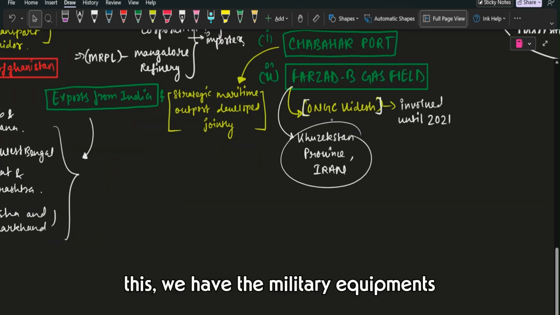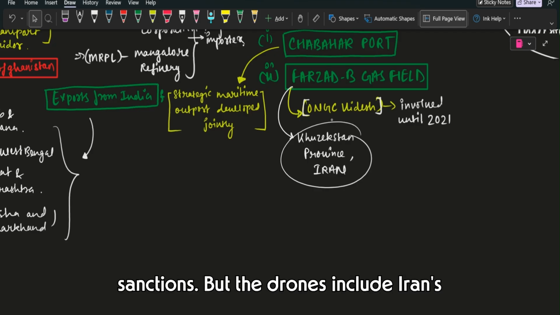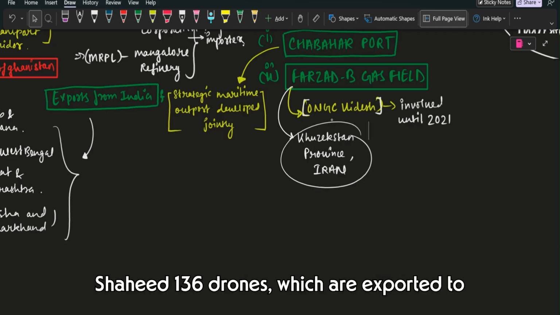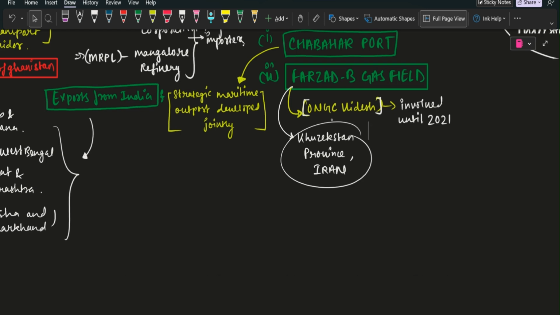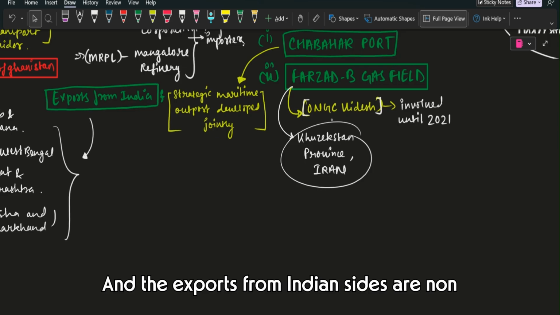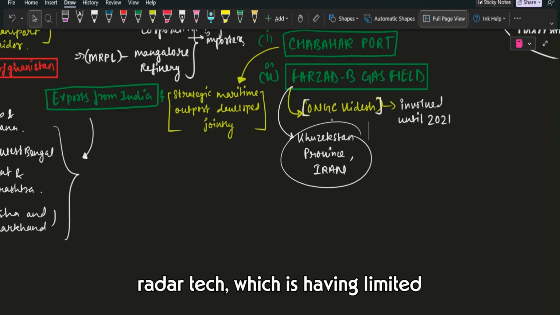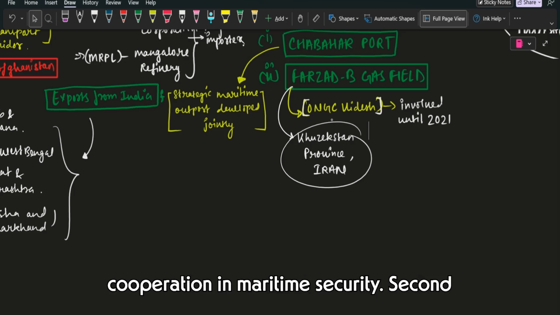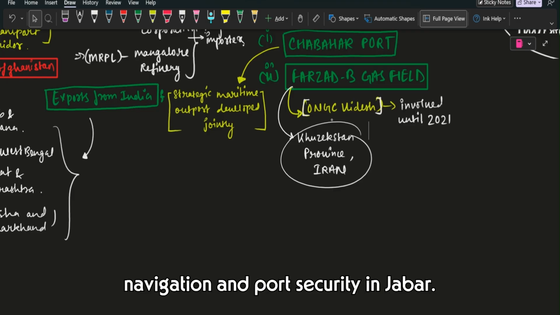And guys, after this, we have the military equipment, which is not direct due to the US sanctions, but the drones include Iran's Shahed 136 drones, which are exported to Russia and are not really used by India. And the exports from the Indian side are non-lethal only, like surveillance and radar tech, with limited cooperation in maritime security. Second is the joint training for maritime navigation and port security in Chabahar.